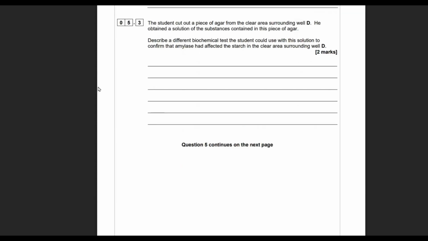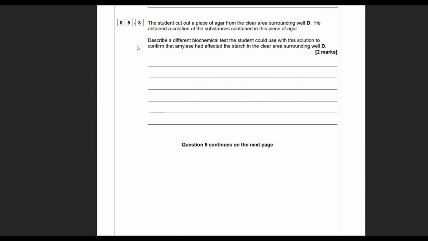5.3. The student cut a piece of agar from the clear area around well D. He obtained a solution of the substances contained in the piece of agar. Describe a different biochemical test the student could use with this solution to confirm that amylase had affected the starch in the clear area around well D.